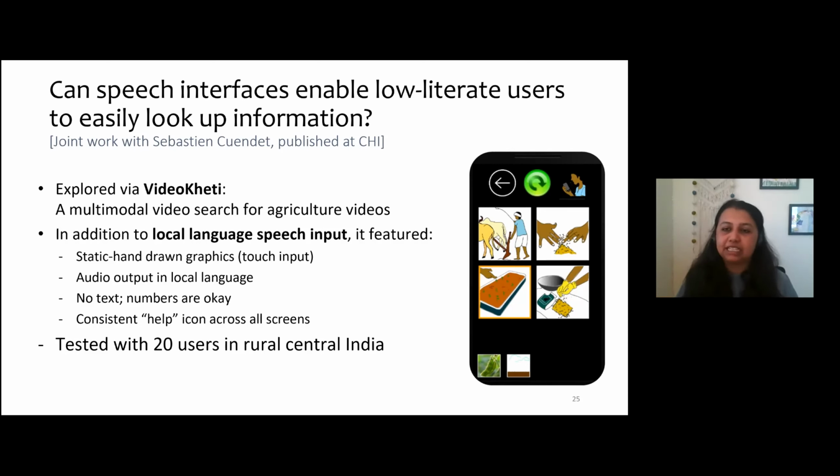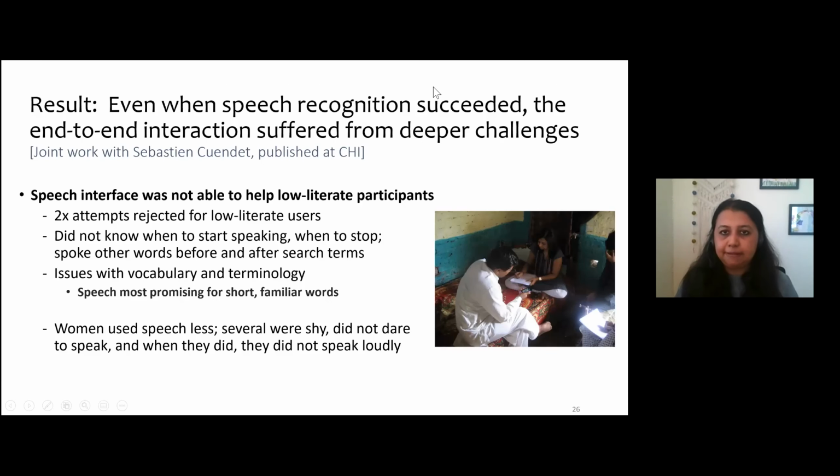There was no text. We used numbers, and there was a consistent help icon across all screens. So we tested this with 20 users in rural Madhya Pradesh, and this is what we see. Even when speech recognition succeeded, there were challenges in the end-to-end interaction.